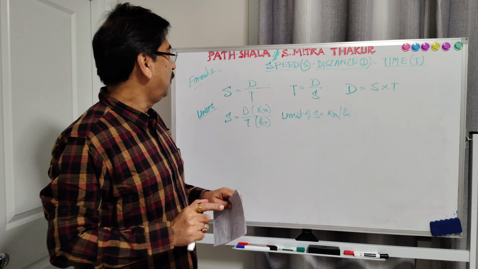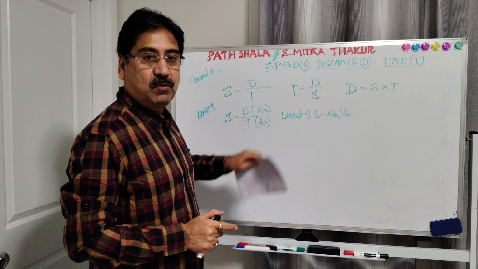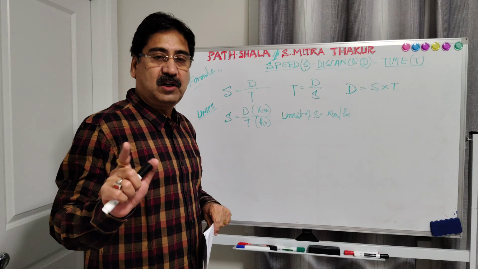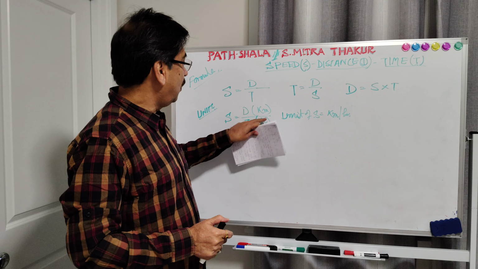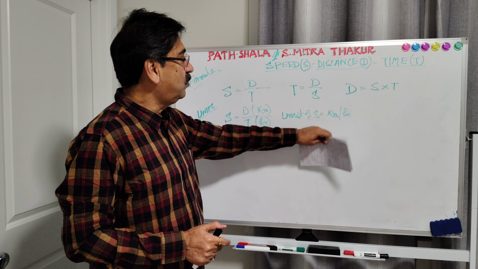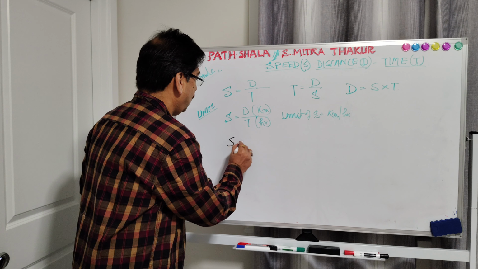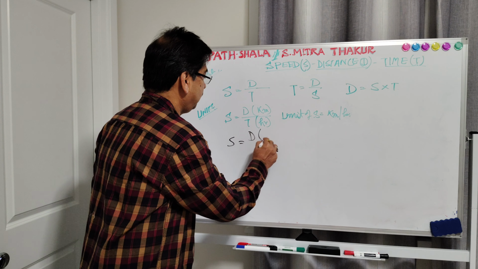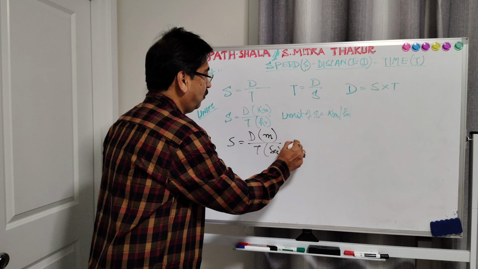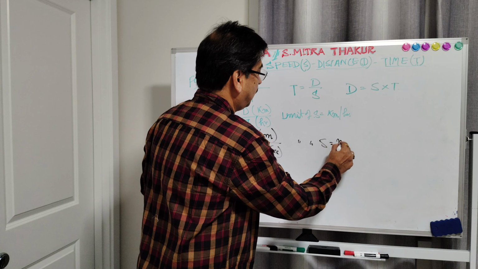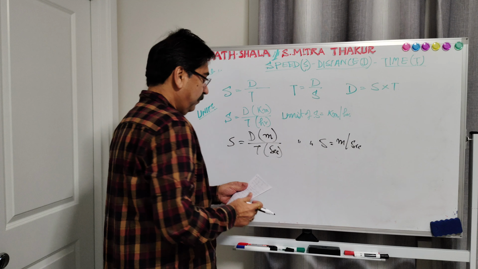So what will be the unit? When the distance is in kilometer, like a train going in kilometer, and when a man runs in meter, it should be like that. When the distance is in kilometer and time in hour, the unit of speed will be kilometer per hour. But when the distance is in meter and time in second, then the unit of speed is meter per second. Right? This is the unit.